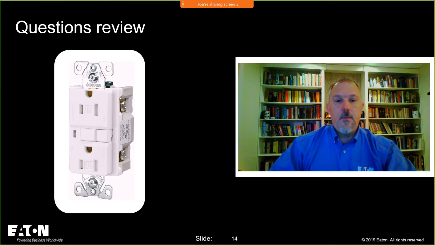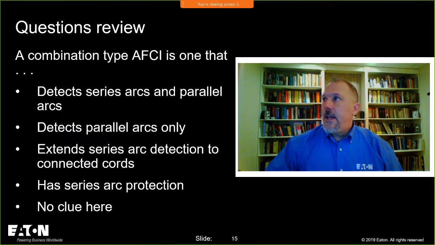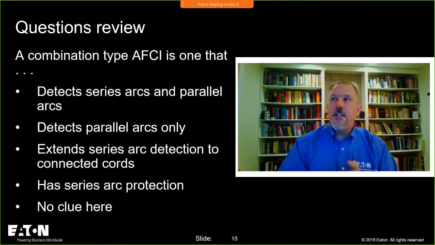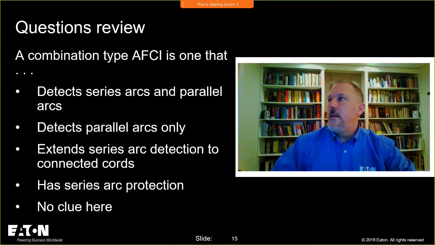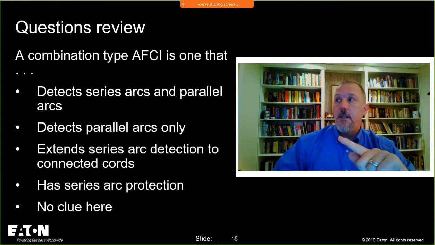That's basically what the OBC AFCI is. Okay, so enough said about that one. The combination type AFCI is one that detects series arcs and parallel arcs, or detects parallel arcs only.